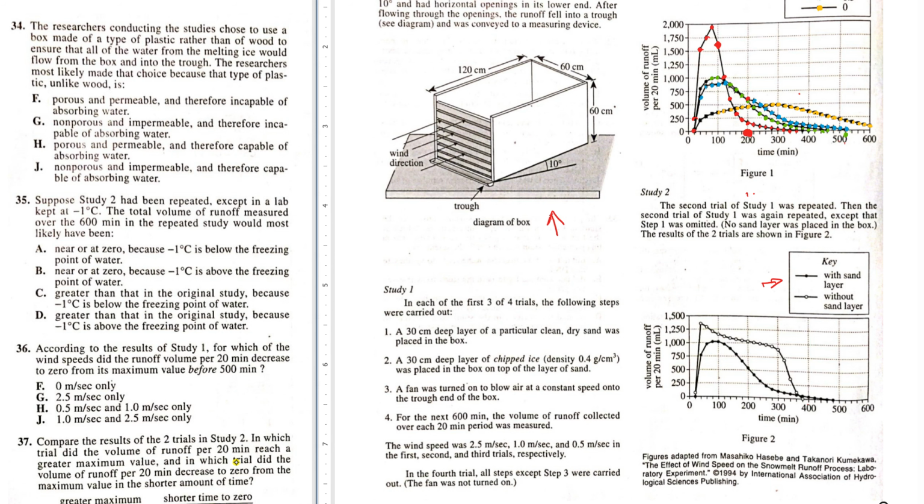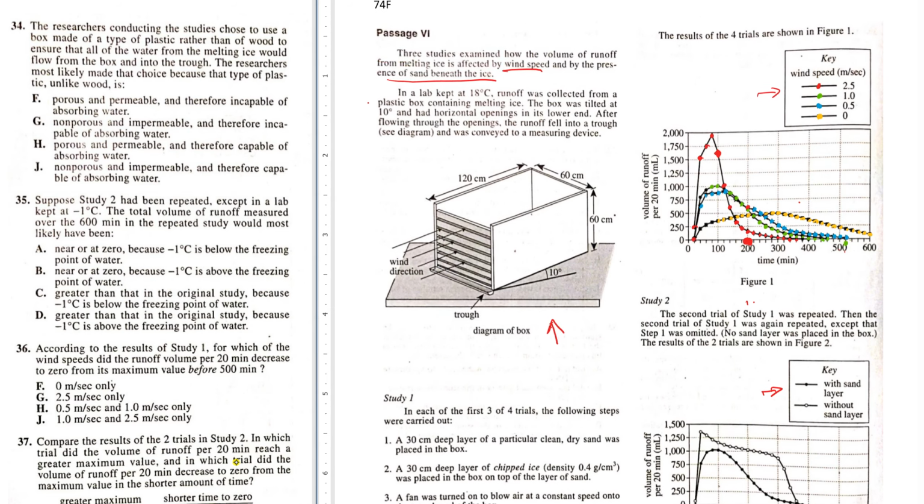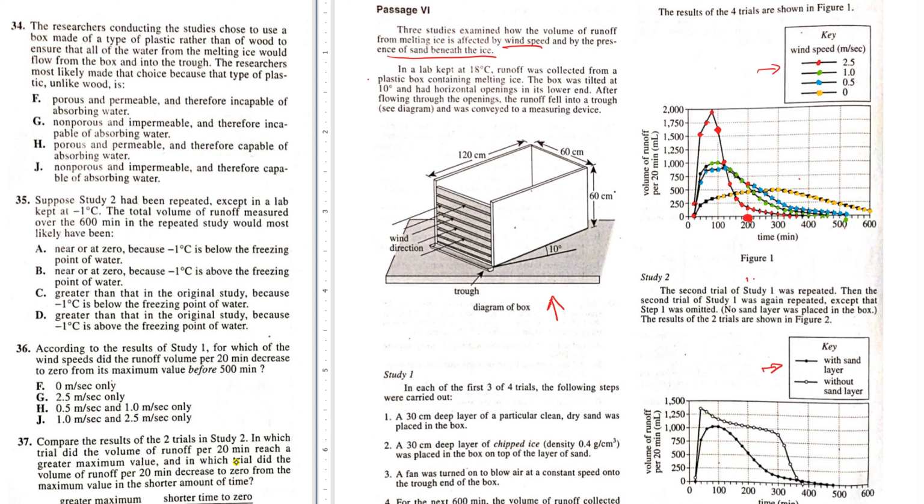In the fourth trial, all steps except step 3 were carried out. That means the fan was not turned on. The results of the 4 trials are shown in figure 1. So we see them here, the different wind speeds. There's 3 different wind speeds, and yellow is 0, that's no wind.